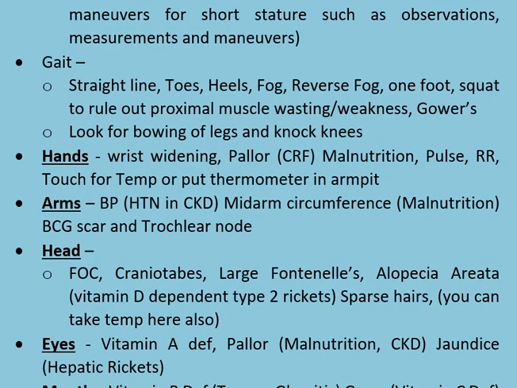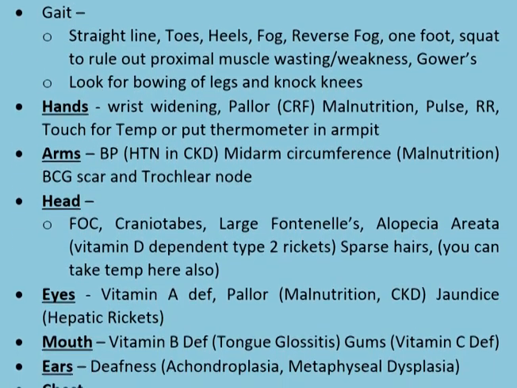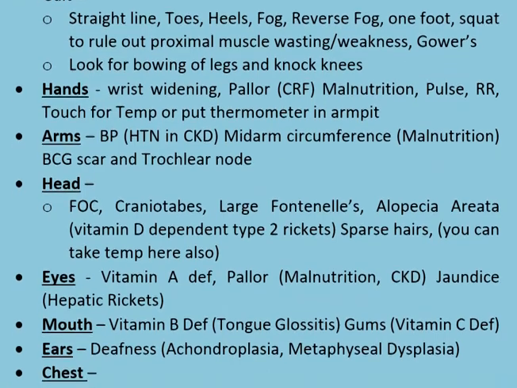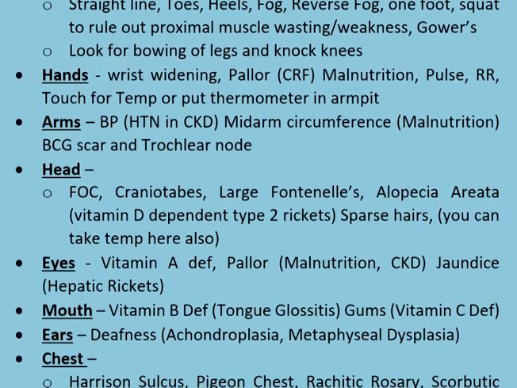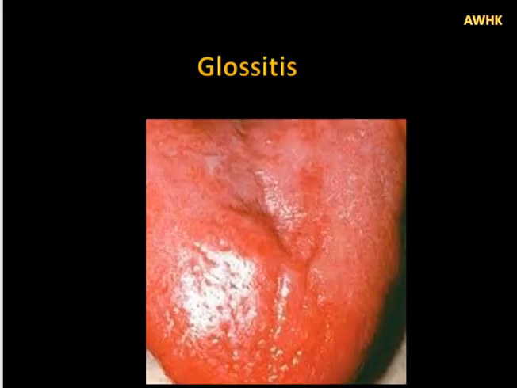Then you look at the eyes for vitamin A deficiency. These are the Bitot's spots, then conjunctival pallor for malnutrition and CKD, jaundice, hepatic rickets. Then you check the mouth for vitamin B12 deficiency, tongue, glossitis, gum, vitamin C deficiency. So this is a tongue glossitis. If you have seen this, you can easily make it out.